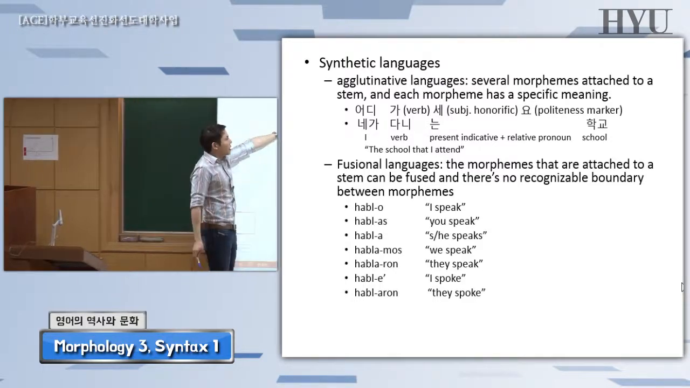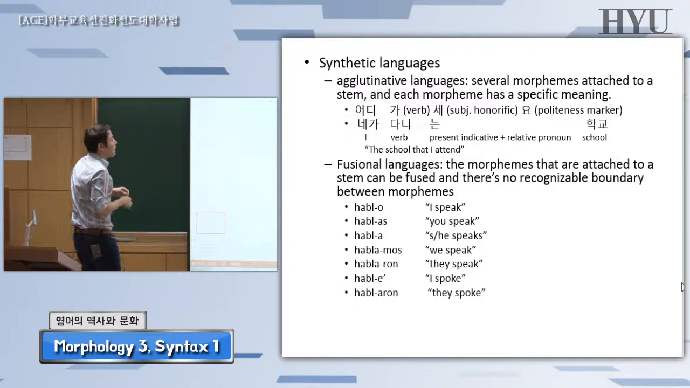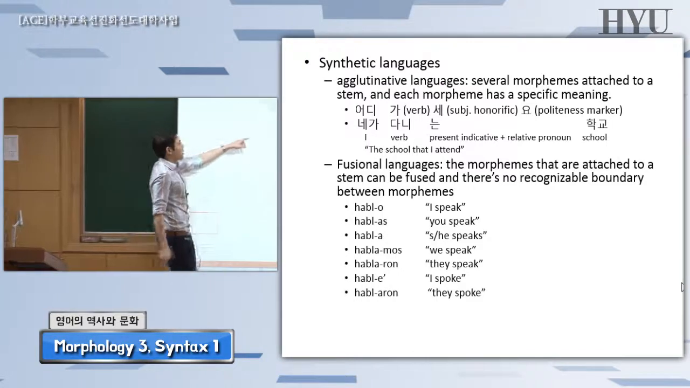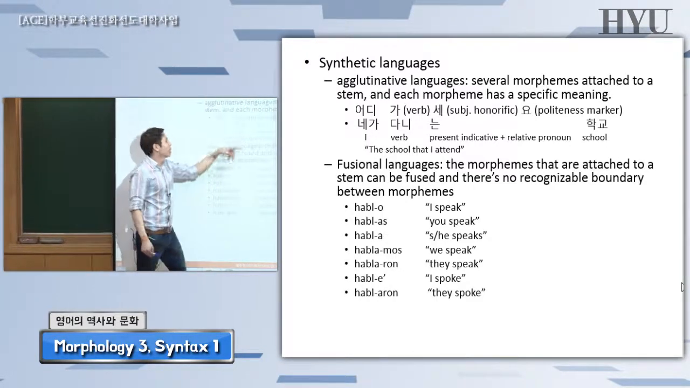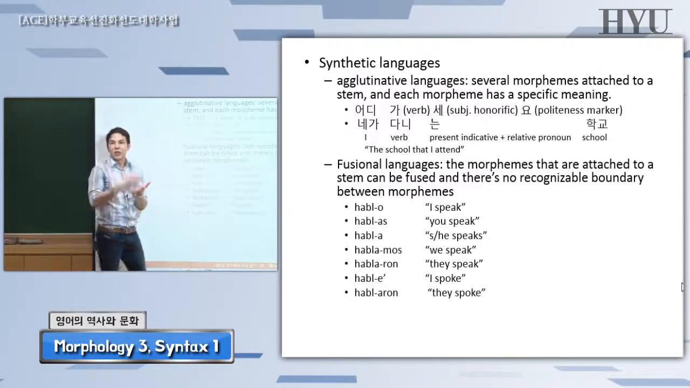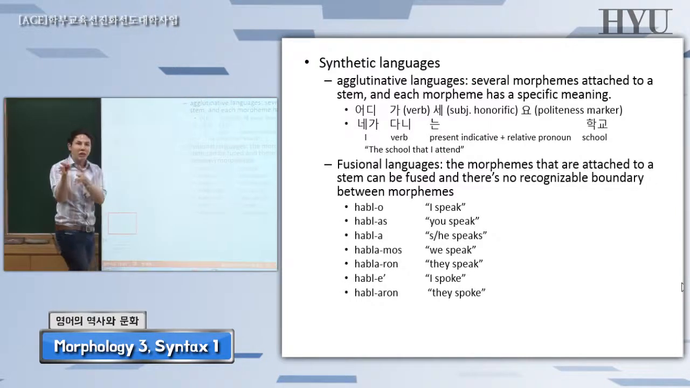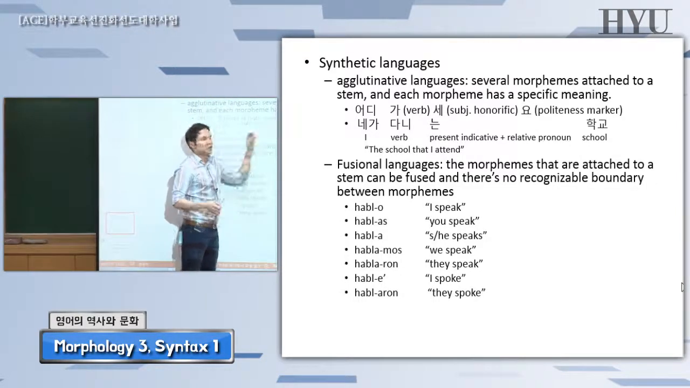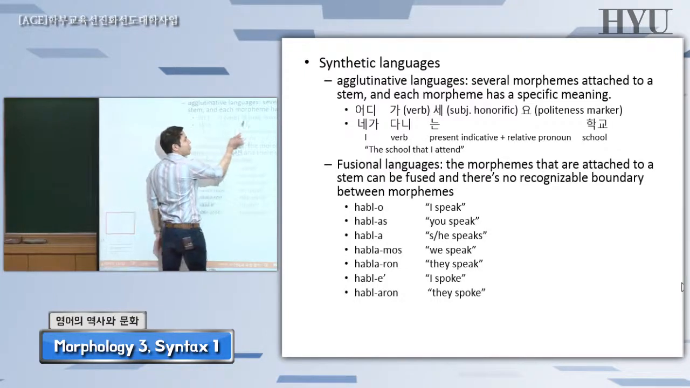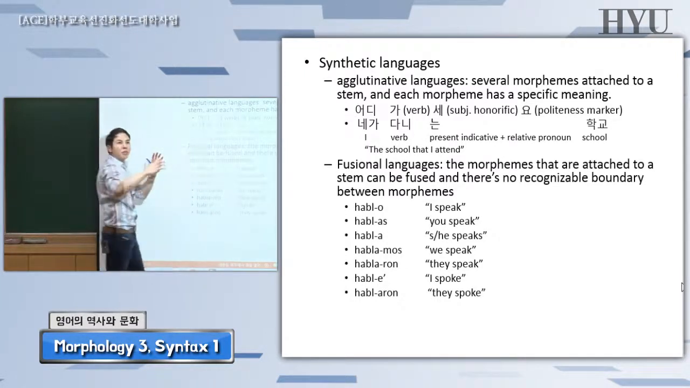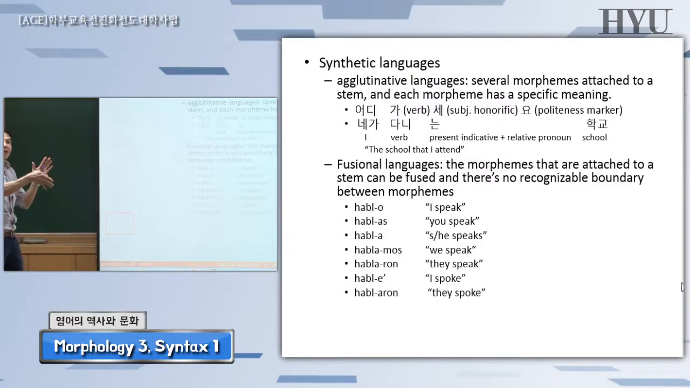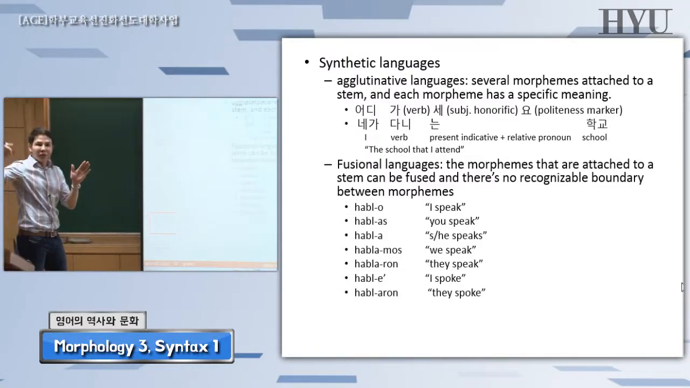For example, in Korean, 어디 가세요. You have ka, which is a verb. You have se, which is the honorific to give politeness to the listener. And you have yo, which is a polite marker. Each is one morpheme, and you glue them together, and you see the boundary. You can divide the boundary pretty well.